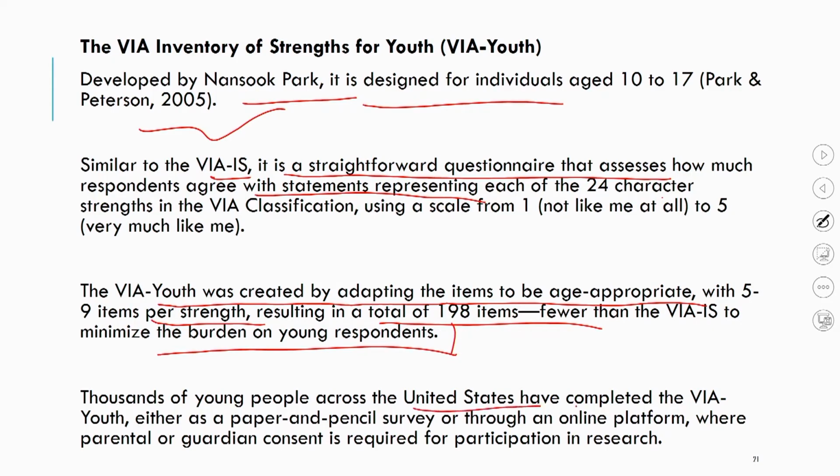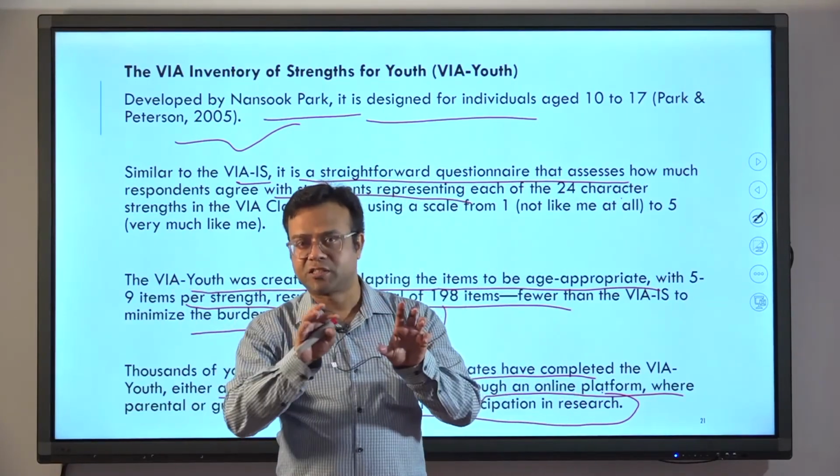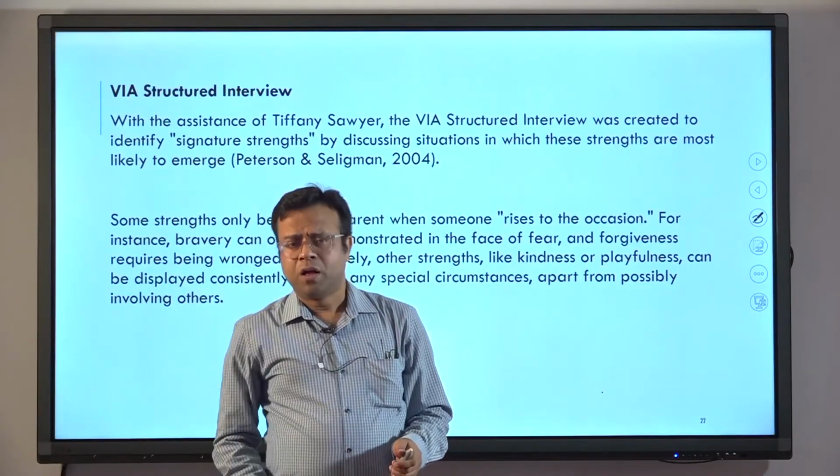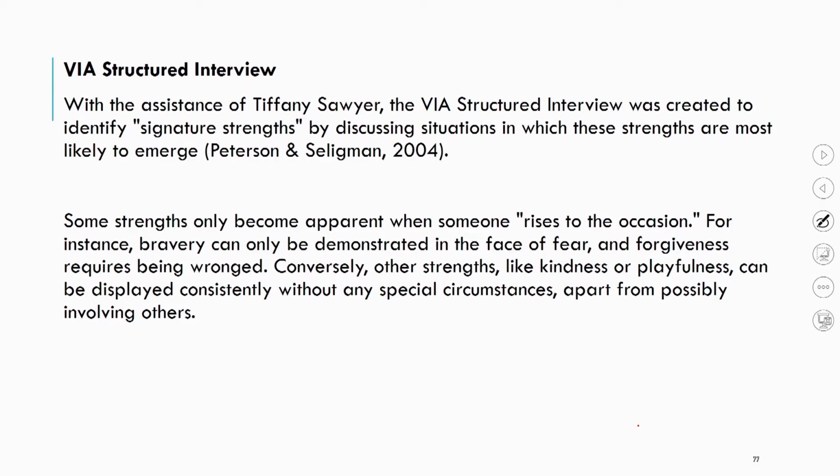Thousands of young people across the United States have completed the VIA Youth questionnaire, either as a paper and pencil survey or through an online platform, where parental or guardian consent is required for participation in the research. Again, one can get scores and understand the different strengths and their dynamics within each individual. Some researchers also use something called the VIA structured interview, where they don't give specific statements; rather, they interview people and ask certain questions, and based on their responses they can understand what kind of strengths they have. With the assistance of Tiffany Sawyer, the VIA structured interview was created to identify signature strengths, the main strengths people have. A signature strength means the strength most commonly used by that person.